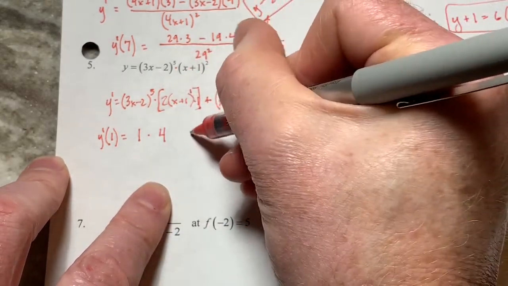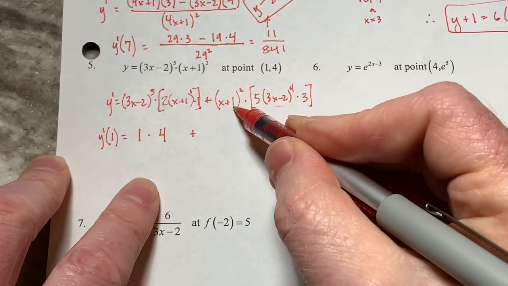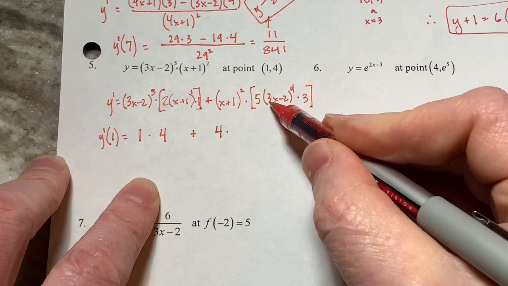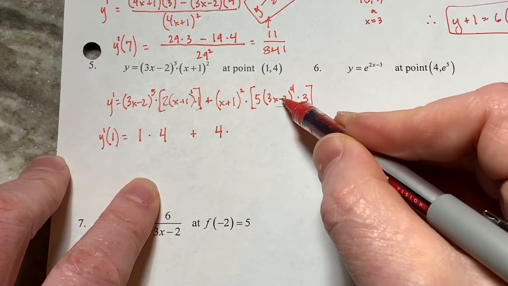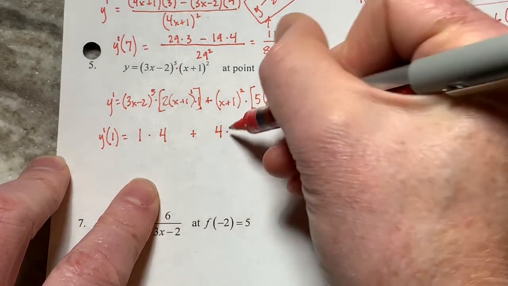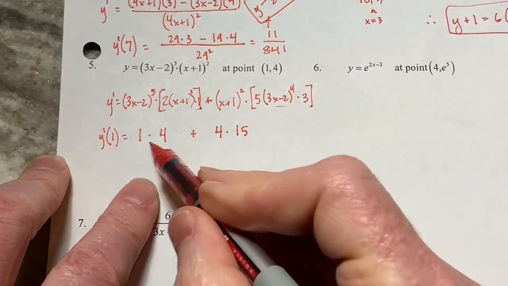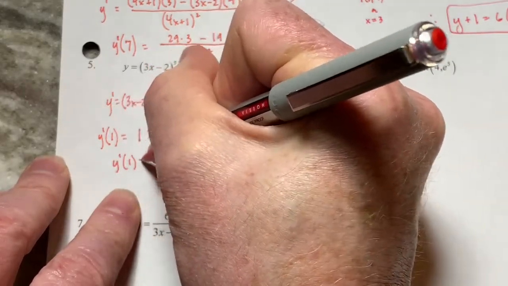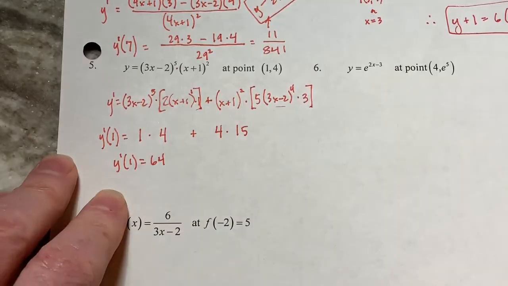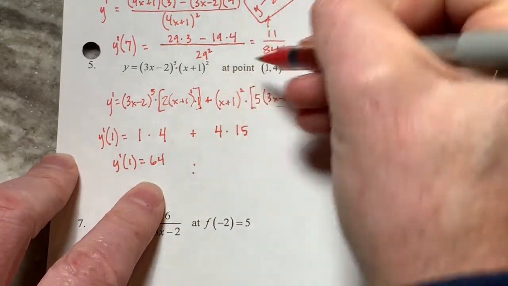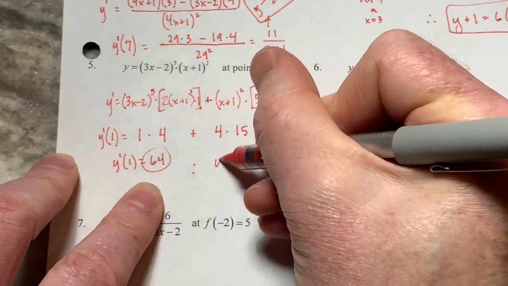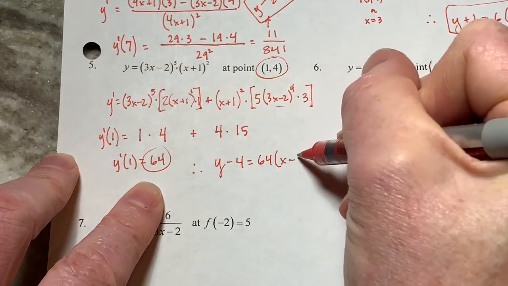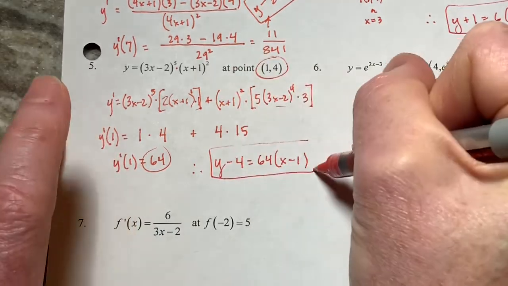Then I'm going to go plus, plug a 1 in there, 1 plus 1 is 2. 2 squared is 4. Plug a 1 in there, 3 minus 2 is 1. 1 to the 4th is 1. 1 times 5 is 5. 5 times 3 is 15. And I end up getting 4 plus 60, so the derivative at 1 is 64. Okay, what have I got? A point, a slope: y minus 4 equals 64 times (x minus 1), and you're finished.